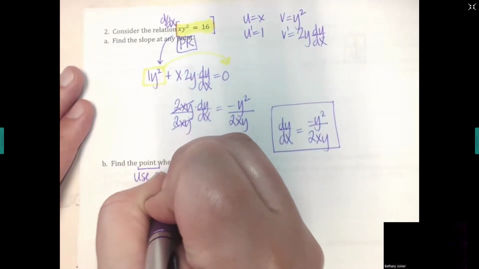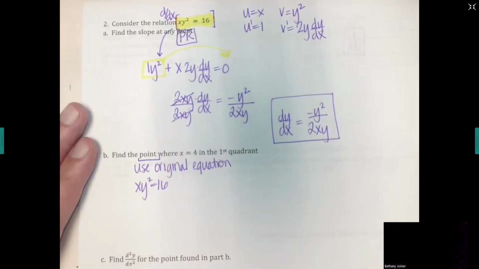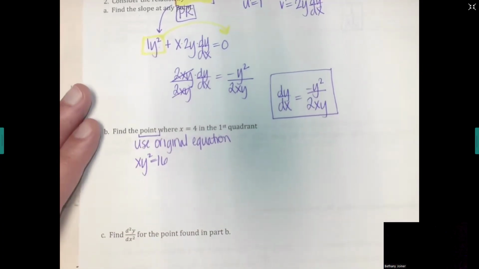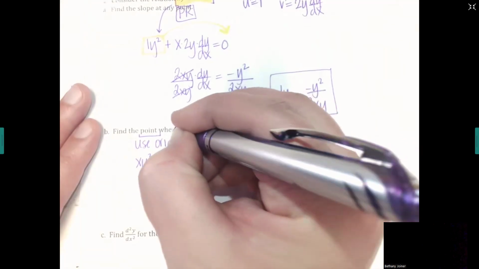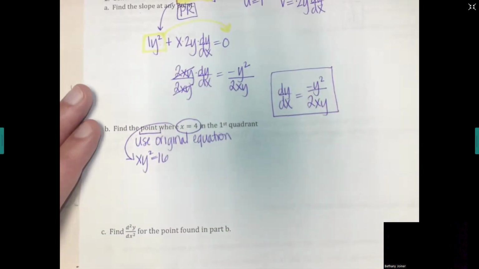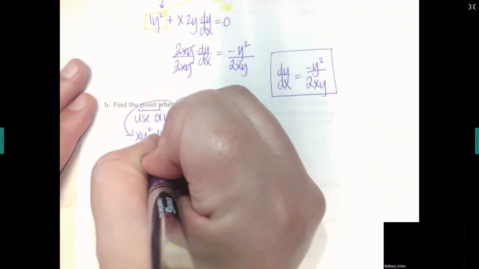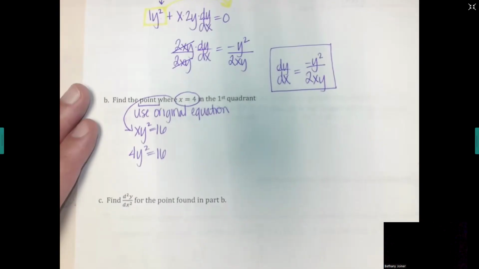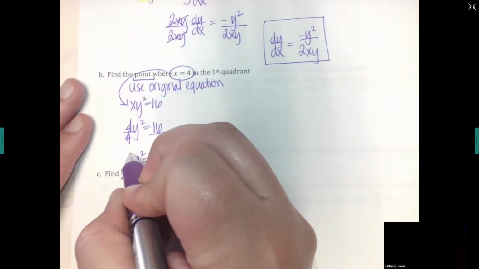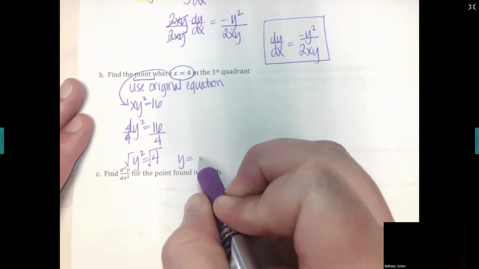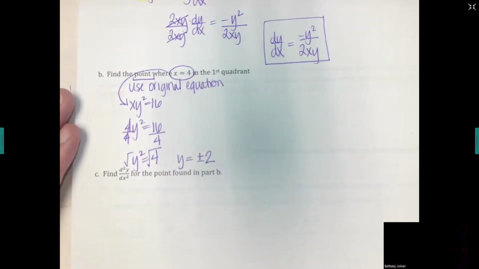And then we're going to plug in the digit that they gave us. They told me that my x is 4, so I'm going to take my 4 from right here, plug it into that spot. So now we have 4y squared is 16. What do we do next? Divide the 4. That means that y squared is 4. And then next step. Which means that my y is plus or minus 2.